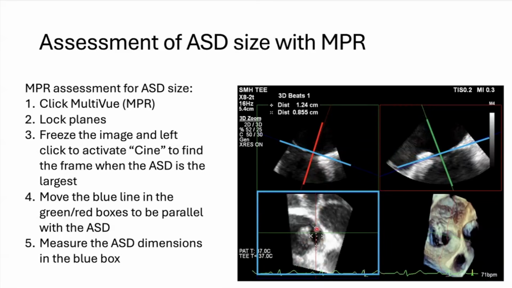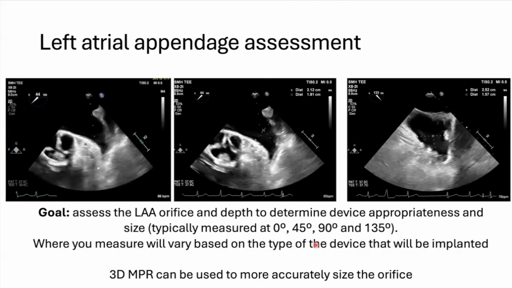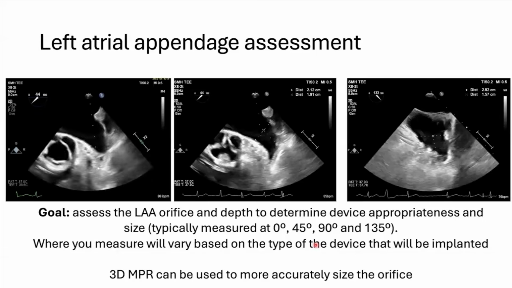Whereas if you create a perfect circle as shown here, you can really be accurate on what the ASD sizing is, and this will be helpful for closing the ASD. Lastly, we'll just mention the appendage. Appendages can be closed to help reduce stroke risk in patients who are unable to tolerate anticoagulation. There are different devices that can be used, but sizing the appendage is an important step in deciding how to close it, which device and what size.